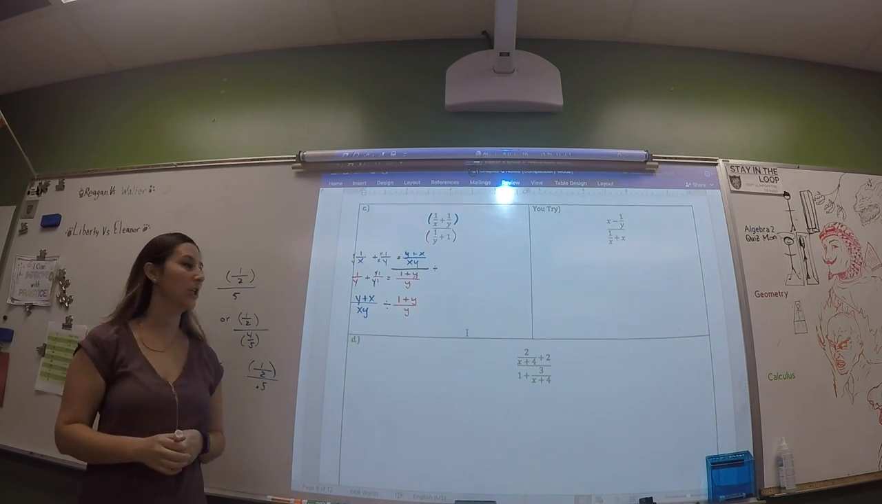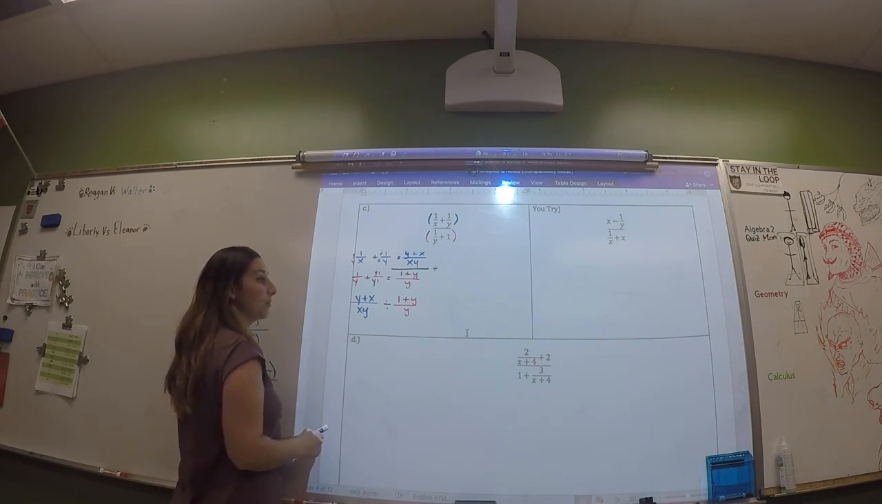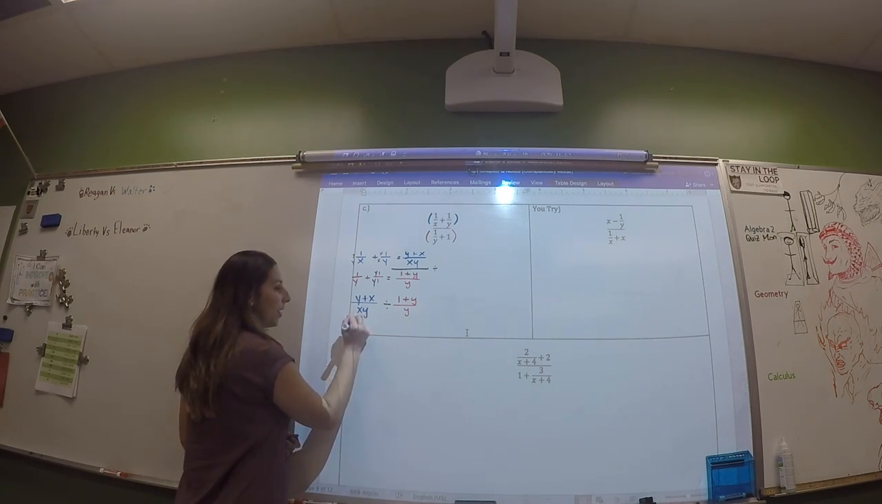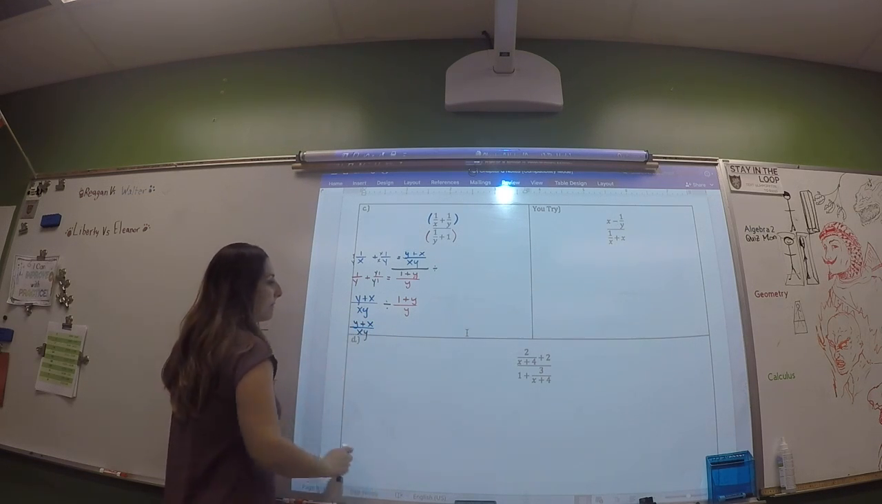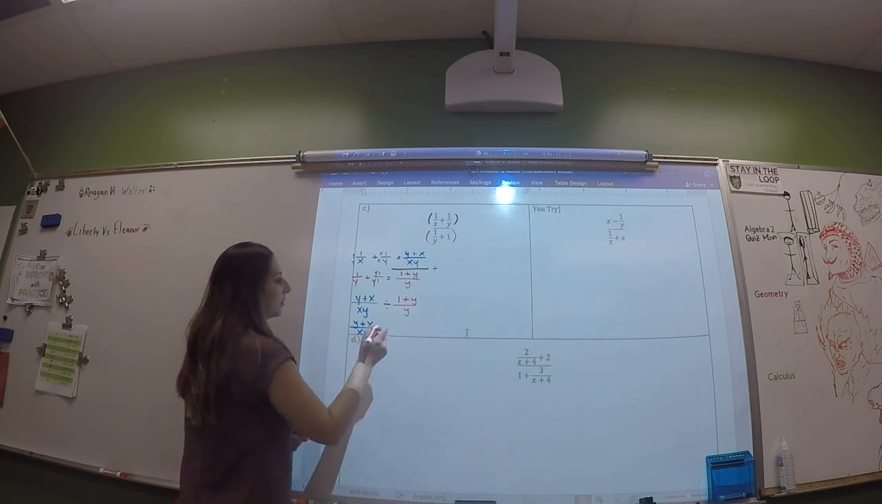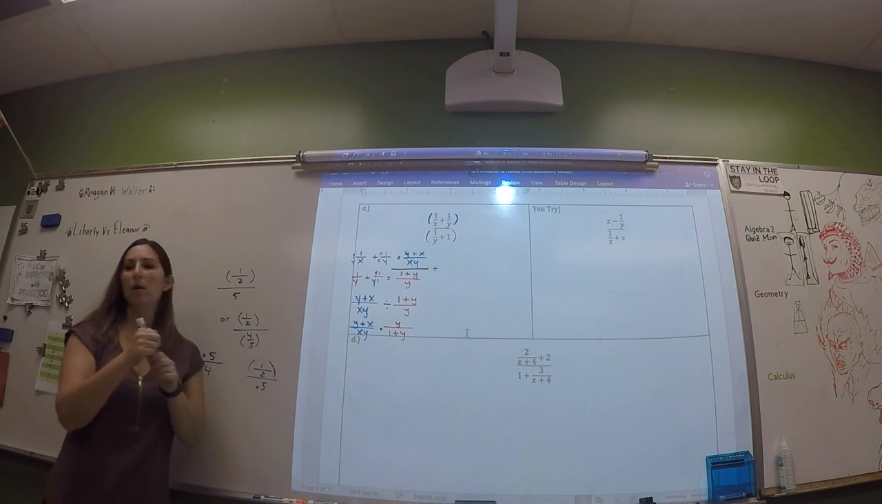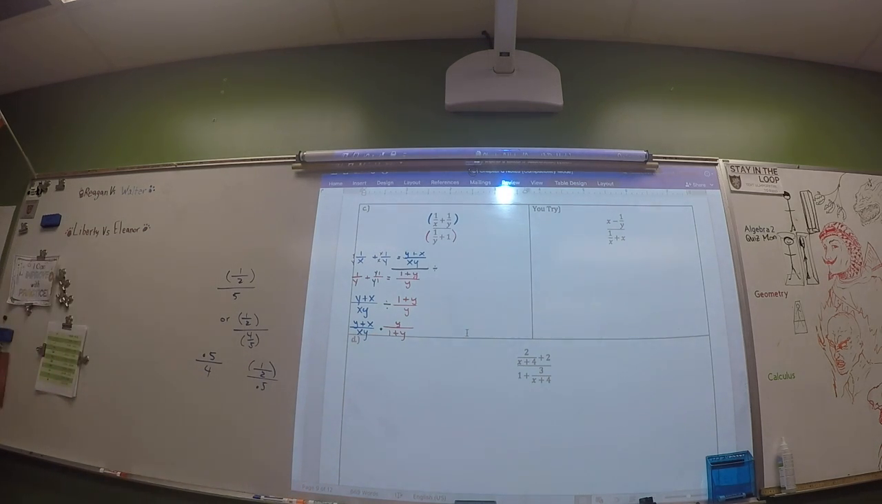You change, flip, or multiply by the reciprocal. So that's what we're going to do. We're going to multiply by the reciprocal. I have y plus x over xy. Then I will multiply by the reciprocal. Alright, hold on. y plus x.